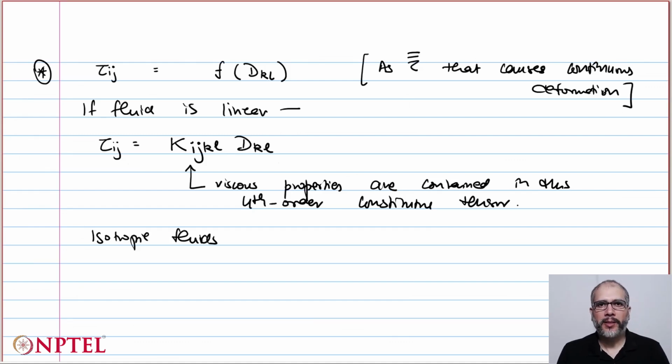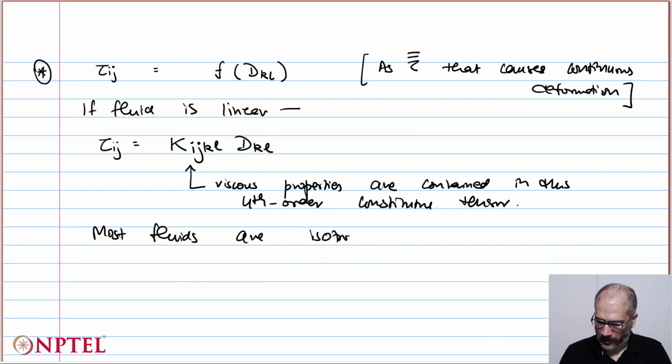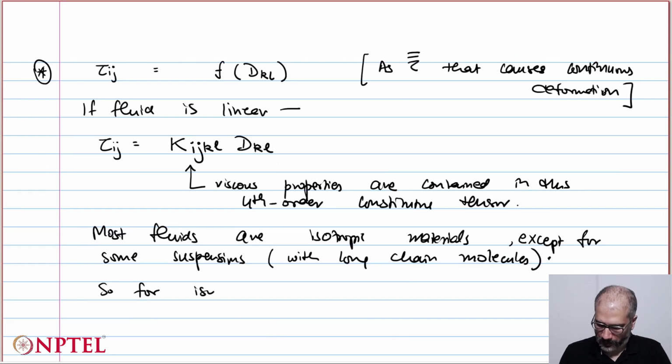Now, isotropic materials are the materials for which the constitutive properties are not a function of direction. Now, think about it. If you have a fluid and the fluid molecules typically are free to move, then what we notice is that there is no directional preference to the fluid properties. So most fluids are isotropic materials. However, there are exceptions, except for some suspensions.